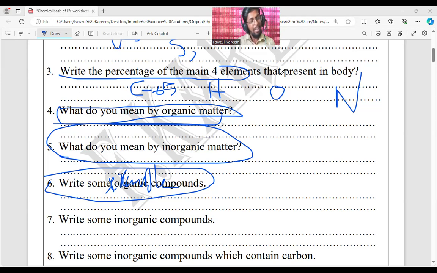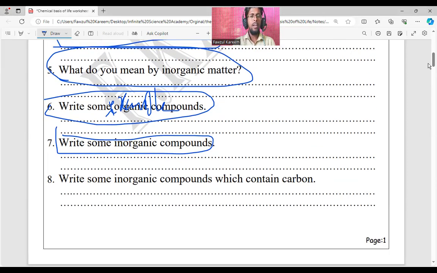Vitamins, okay, very good. What are the main organic compounds? Carbohydrate, lipid, protein, nucleic acid. These are the organic compounds. Having such big things in front of you, you say vitamins. Carbohydrate, lipid, protein, nucleic acid are the main organic compounds. Okay, write some inorganic compounds. Please write these answers. I'm moving very quickly, so try to write the answers.